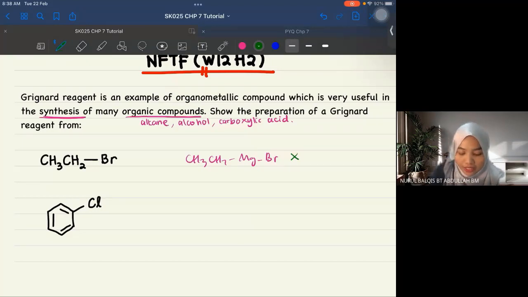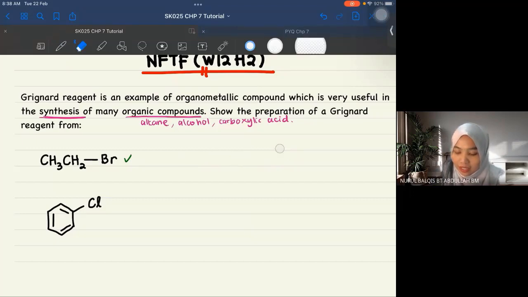If the questions only give you this compound, means you need to show first how the Grignard reagent is prepared, then only you can proceed to the nucleophilic additions. If not, markah akan ditolak sebab awak tak show. Sebab diorang ni prepared in situ. Kita kena tunjuk. Okay? Right, so sekarang ni soalan dia. Show the preparations of the Grignard reagents sahaja.